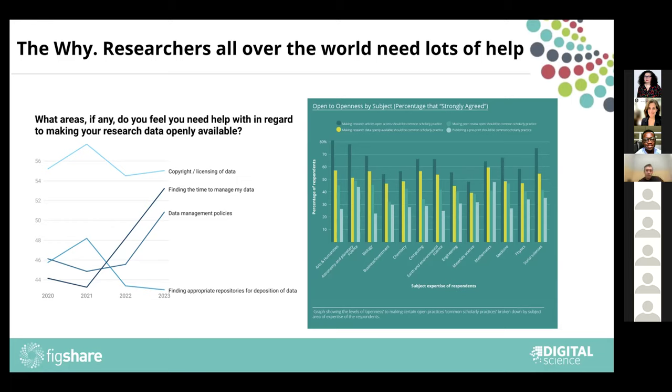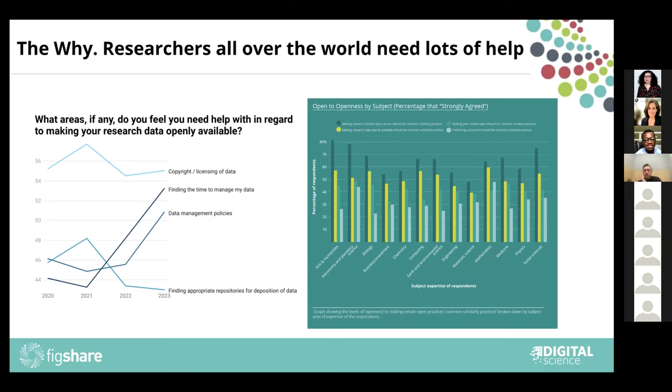And what's really interesting about the survey this year, if you look at the data over the last 4 years, there's been an uptick in answers to: in what areas, if any, do you feel you need help with in regard to making your research data openly available? Understanding what copyright or license to make my data available has always been up there. Finding the time to manage my data is a growing thing. Understanding data management policies. So this is where I say the people are really important.